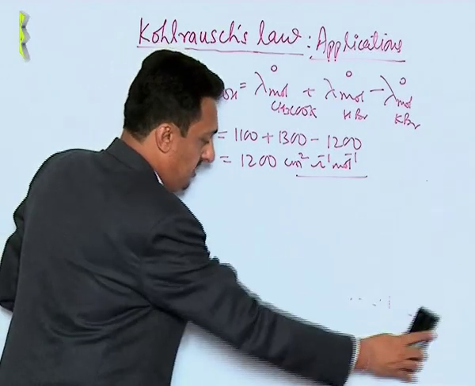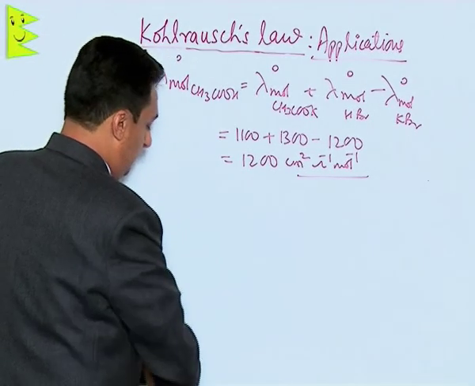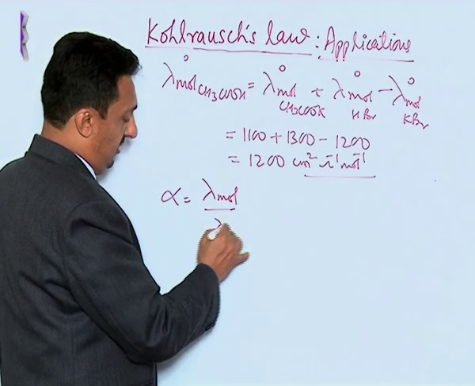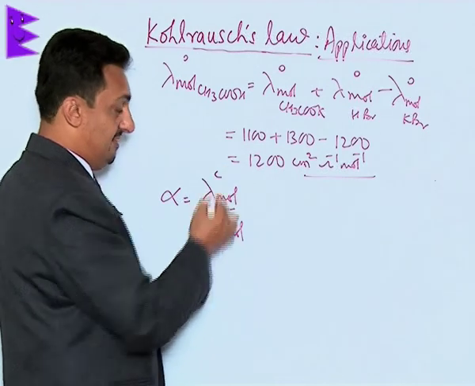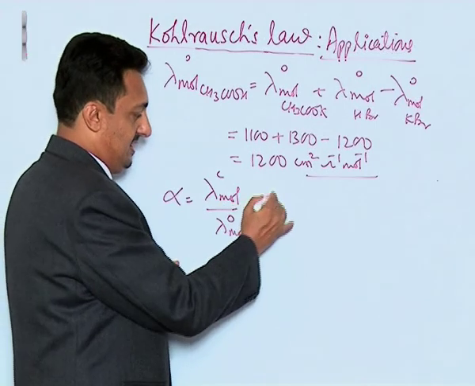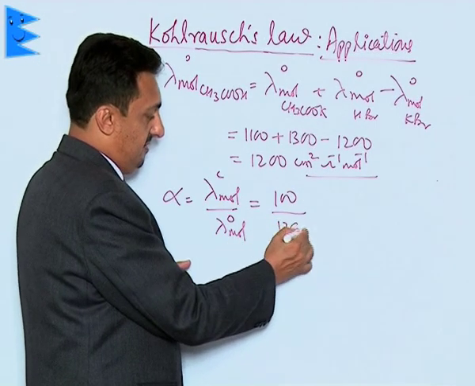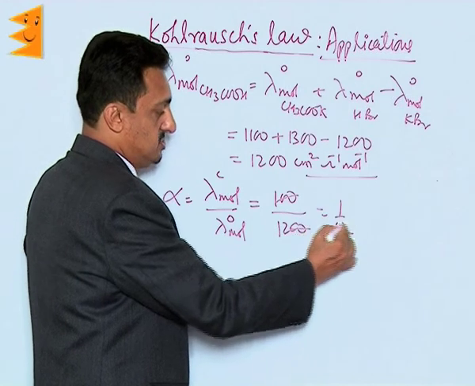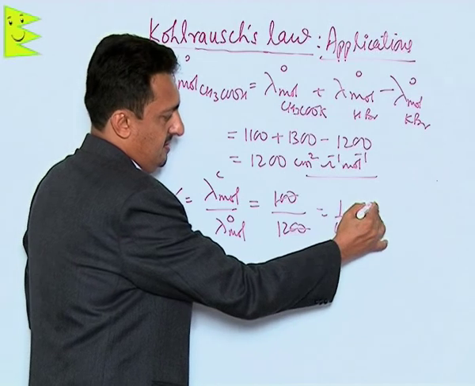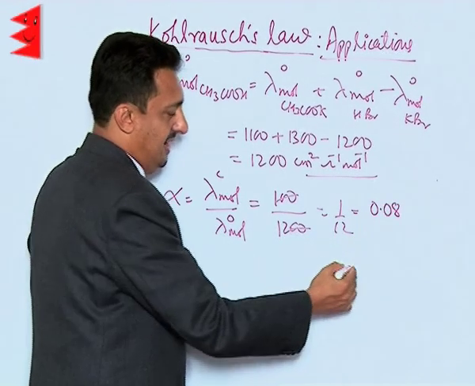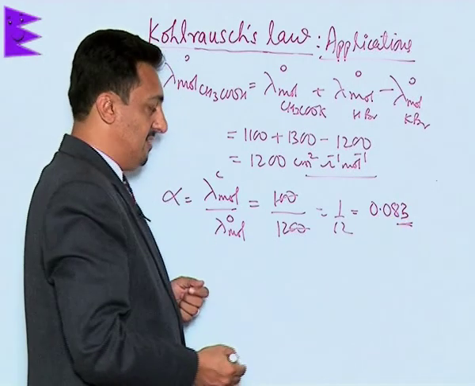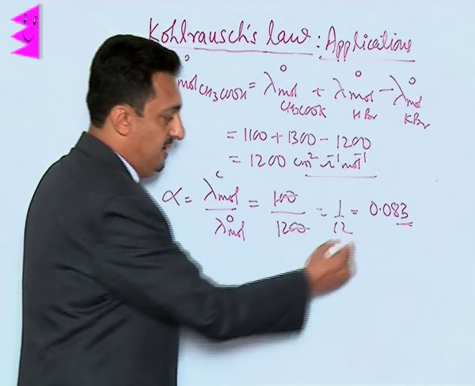Now, once we know the limiting molar conductivity, we can find out alpha, the degree of dissociation, which is the ratio of the molar conductivity at any concentration, which was given to us as 0.1 molar, divided by the limiting molar conductivity. So, this was 100 and this is 1200. So, this is 1 by 12, we can take it as 0.083 as the alpha.